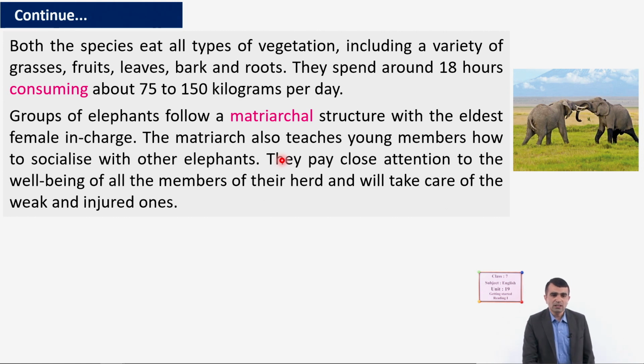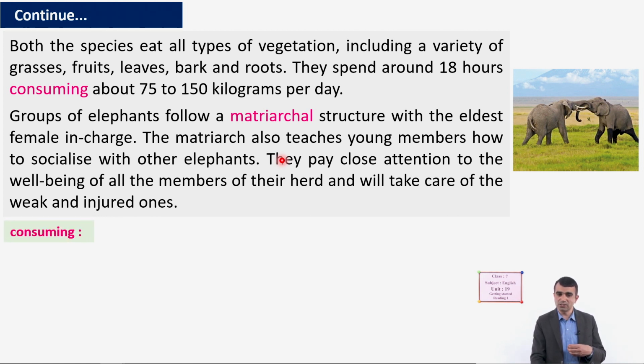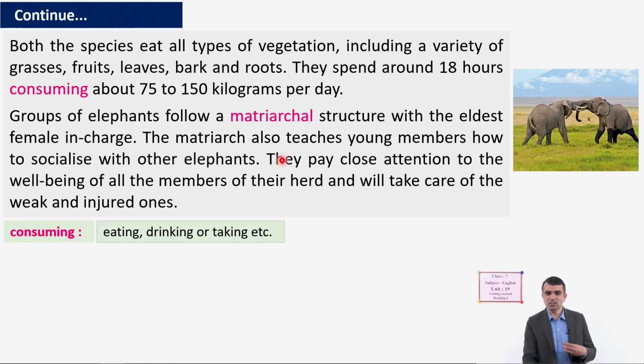Well, both the species eat all types of vegetation. Okay, both species, Asian and African, including a variety of grasses, fruits, leaves, bark and roots. They spend around 18 hours consuming about 75 to 150 kilograms per day. Consuming means, what does it mean? Good, good, having, eating, good. Eating, drinking, or taking, isn't it? Okay, consuming.